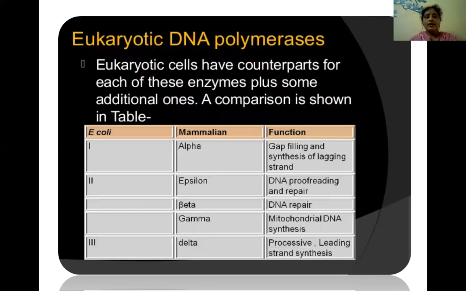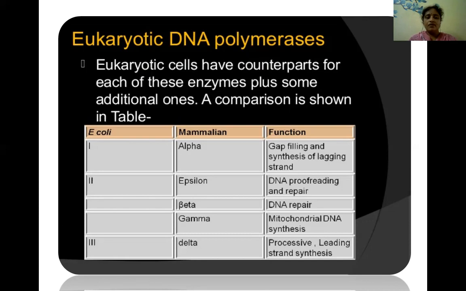In eukaryotic DNA polymerases, eukaryotic cells have counterparts for each of these enzymes plus some additional ones. A comparison is shown in this table. This table represents E. coli polymerases 1, 2, and 3 and mammalian cells, and their functions are represented in this table.